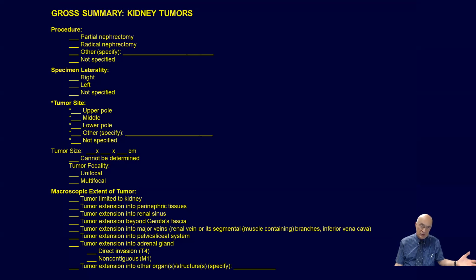This is basically the gross summary that you need to have. It comes from the CAP protocol, where you have to include all the basic elements of the tumor with the extension, and also the different kinds of gross examination.